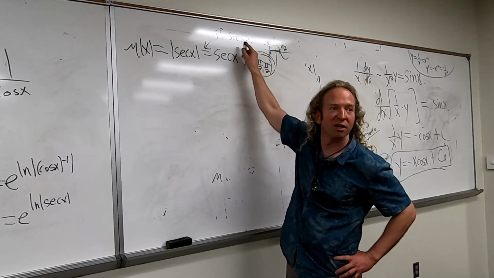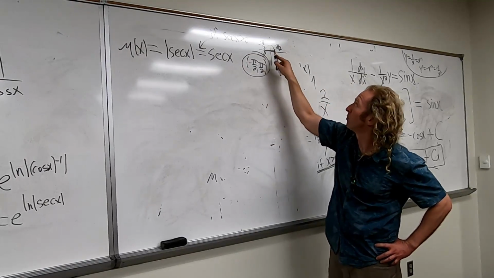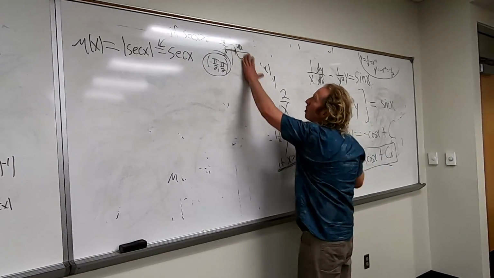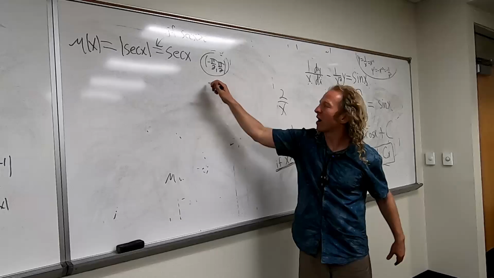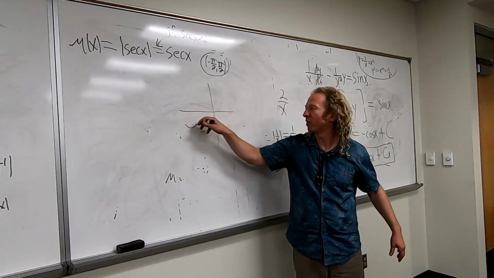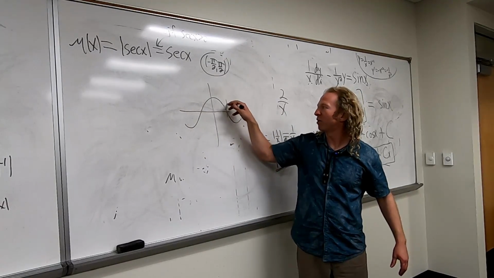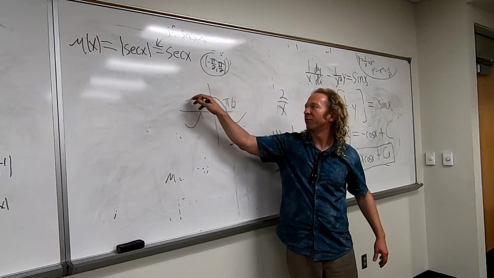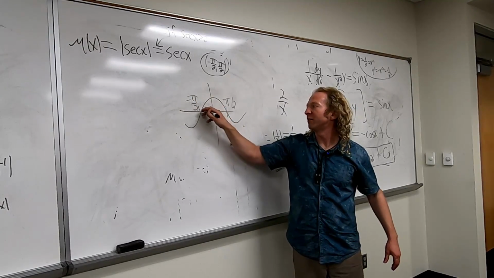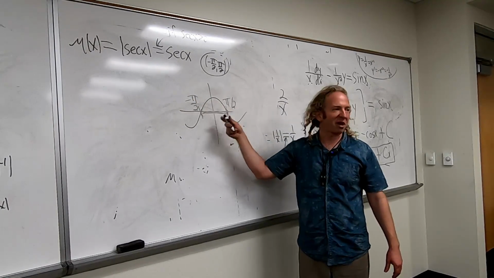It comes from this, right? Because secant is 1 over cosine. The graph of cosine, let me draw this a little bit better. It's a wave function, right? It does this. And this is pi over 2. This is negative pi over 2. So it's positive here. It's also positive in other places, but I just picked this one.